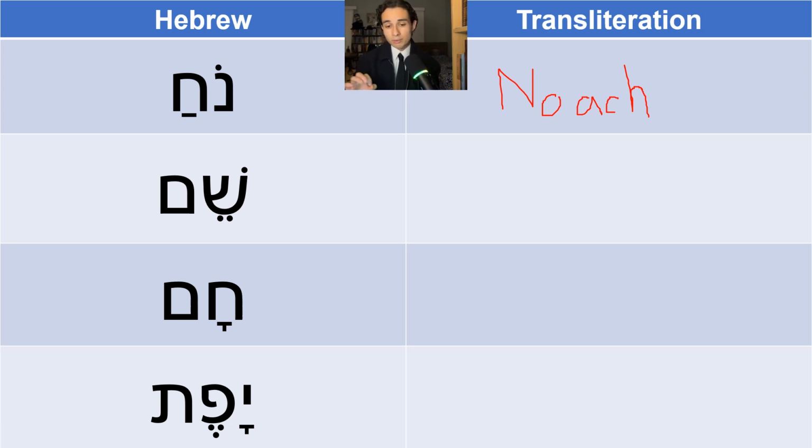Now, here we have an example of the patach genuva, the stolen patach. And this was one of our examples last week as well. When the patach is under a chet at the end of a word, the vowel is placed before the consonant. It's pronounced before the consonant. So it's not nocha, it's Noach. Next.